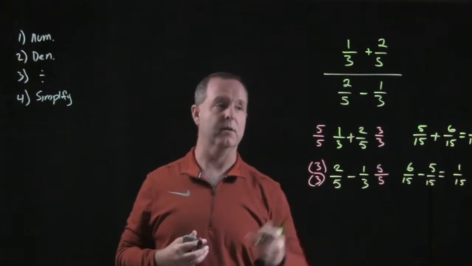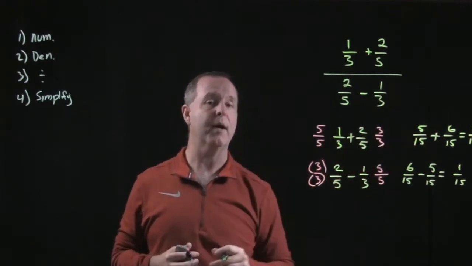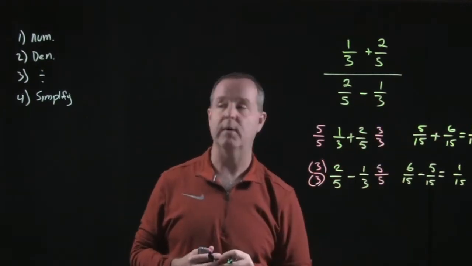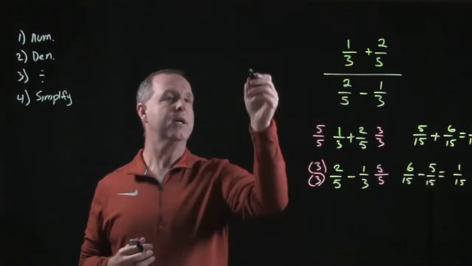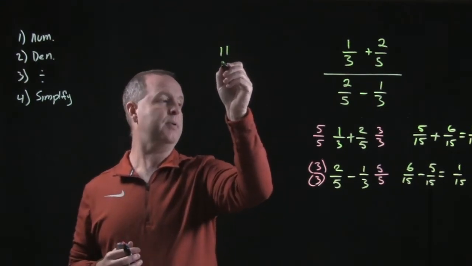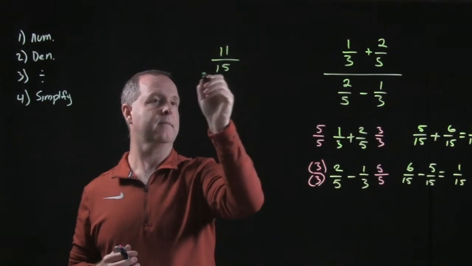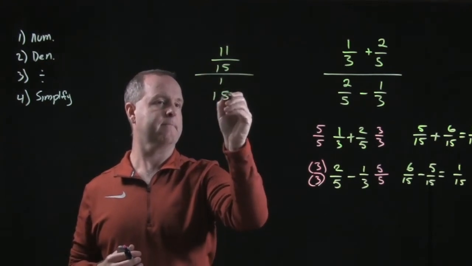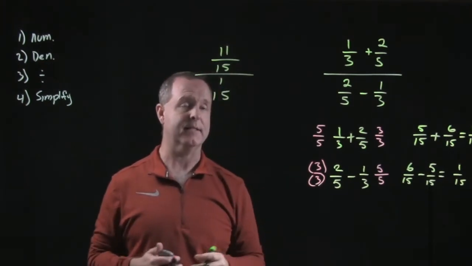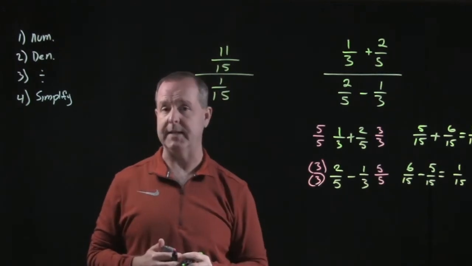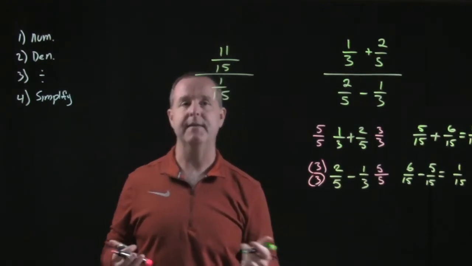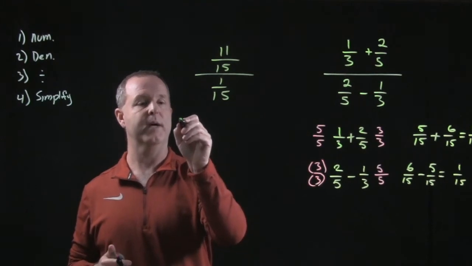So in steps 1 and 2, I was able to deal with the numerator, I was able to deal with the denominator. So now I have my complex fraction looking like this. 11/15 divided by 1/15. And we can divide this. I can write it out this way if you wish.